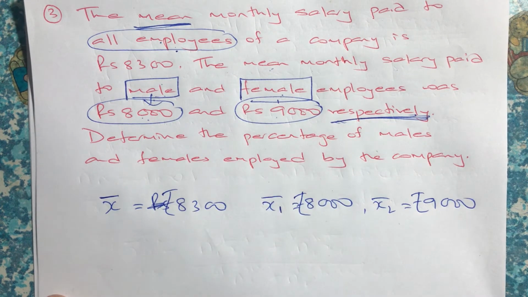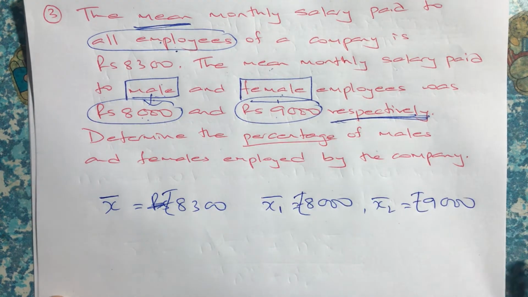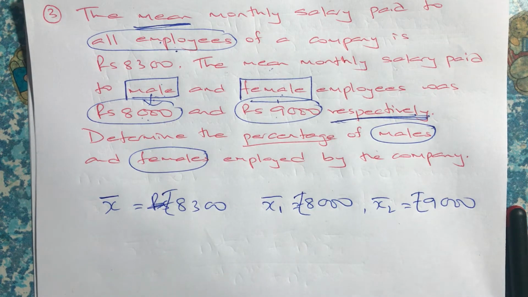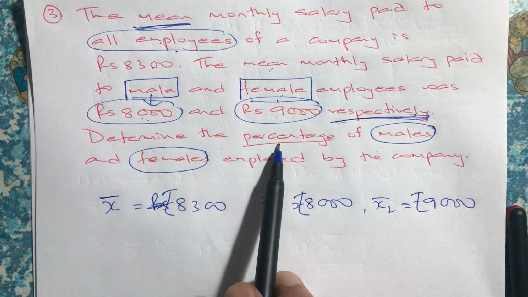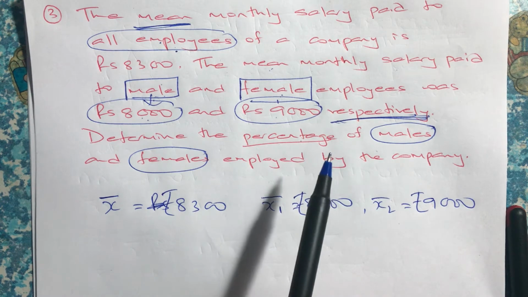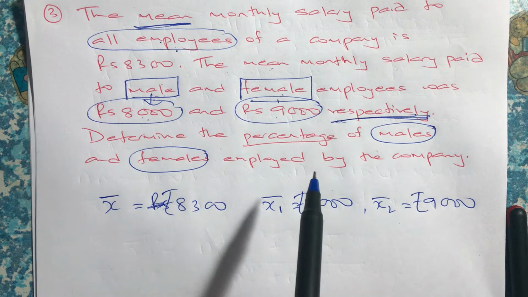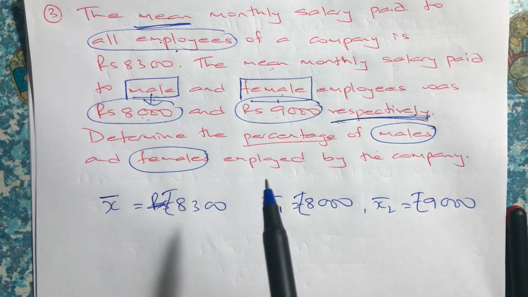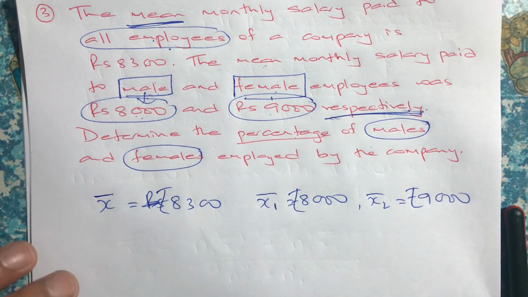Determine the percentage of males and females. So we have to find the percentage of the male and the female employees. Now if I want to find the percentage, first we need to know how many we have. I want the percentage of the male and the female, so I need to know how many male and female employees we have in this company. Until I know the number of male and female, we cannot find the percentage. And over here we do not know how many male and female we have.